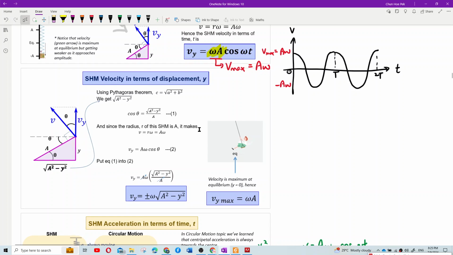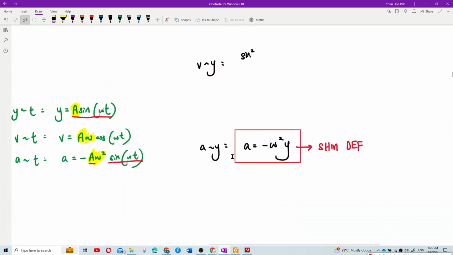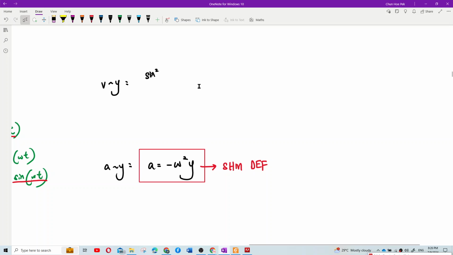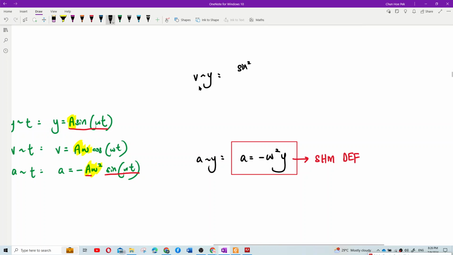You can use this formula also here. Velocity versus displacement. You can use this way to find the equation. I show you a simpler way, my own way. I'm sure everybody of you learned this: sine square theta plus cos square theta equal to what? Trigonometry. Sine square theta plus cos square theta equal to 1, isn't it? Trigonometry identity, right?